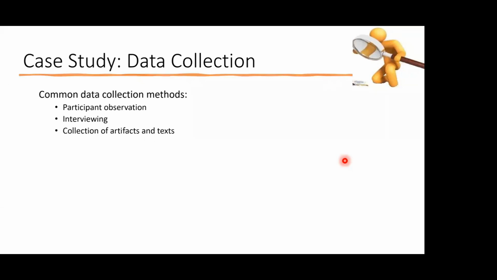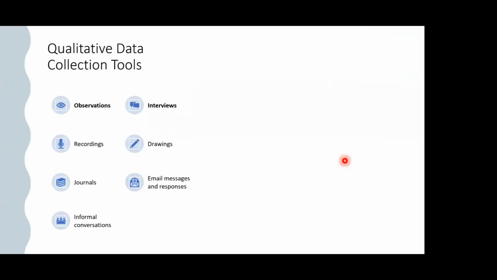So with regard to data collection, we use different methods: participant observation, interviewing, collection of artifacts and text. In a minute, we'll go through the first two in detail. So qualitative data collection tools include observations, interviews. That's not the right type of icon for an interview, but again, observations, interviews, recordings, drawings, journals, email messages, and the responses. Yes, that's true.